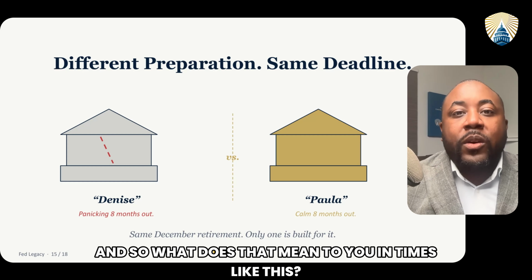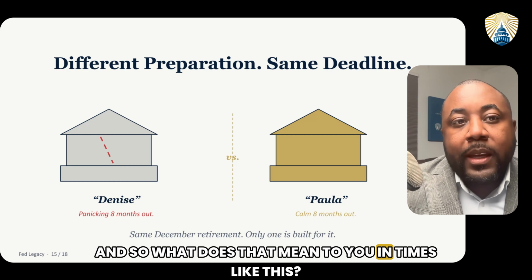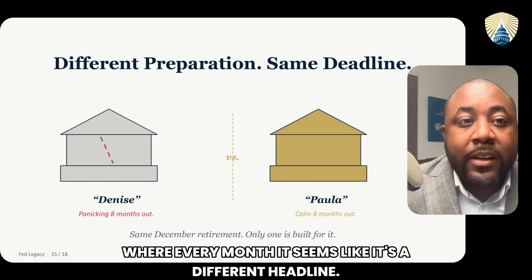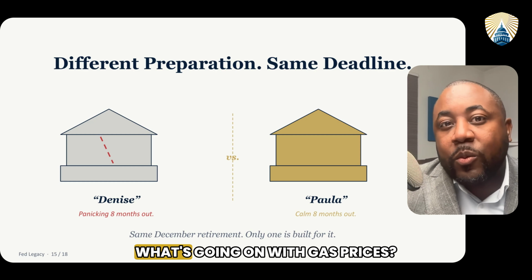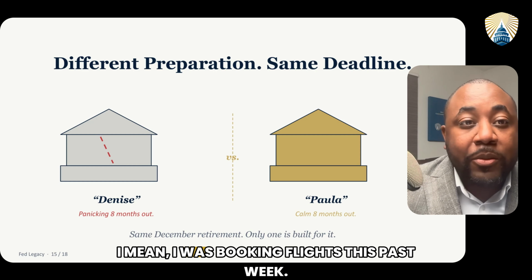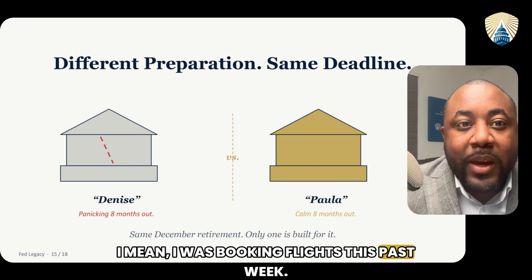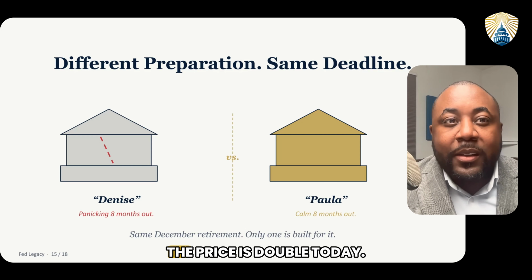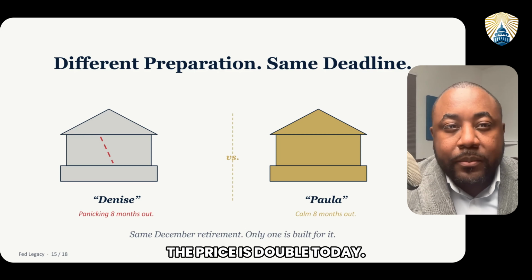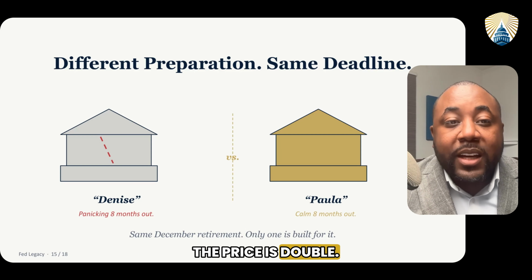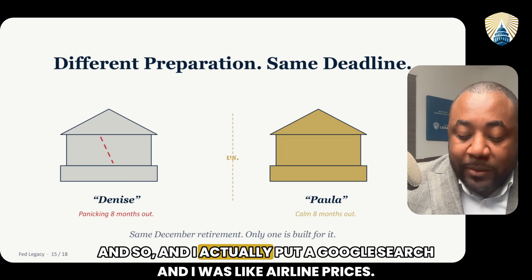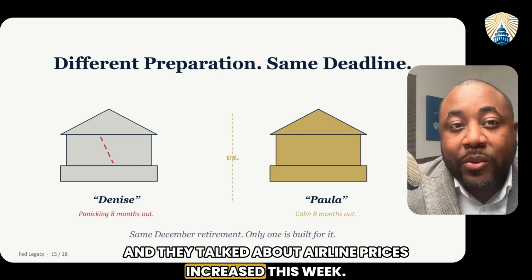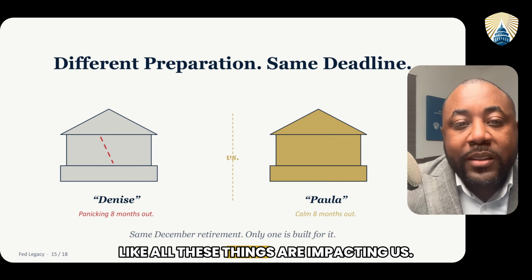And so what does that mean to you? In times like this, where every month it seems like it's a different headline, are we going to war? What's going on with gas prices? I mean, I was booking flights this past week. I tried to book a flight Saturday. I went to rebook it on Wednesday. The price is doubled. Today, I went to rebook it. The price is doubled. And I actually put a Google search in. I was like, airline prices. And they talked about how airline prices increased this week. Like, all these things are impacting us.